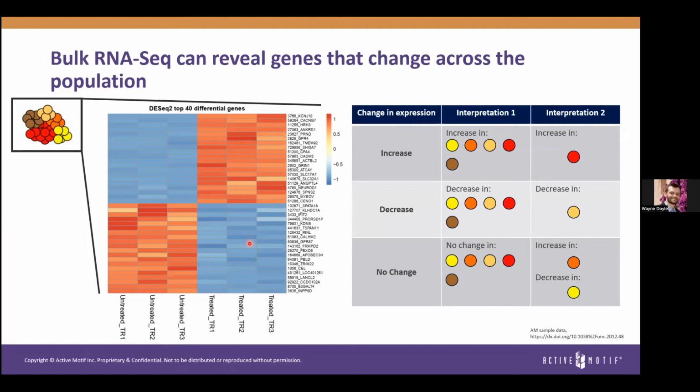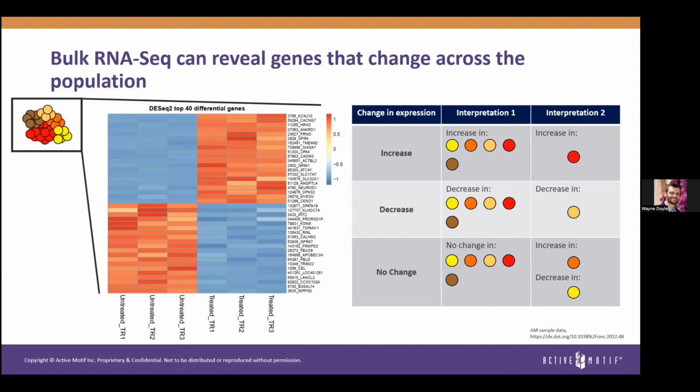But if there's one subpopulation of cells that's responded very strongly to the drug treatment, for example the red cells here, it's going to pull your average up. So it looks overall as if your average is increased when it's really due to just one cell population. And you could interpret that incorrectly and think that everything is changing.